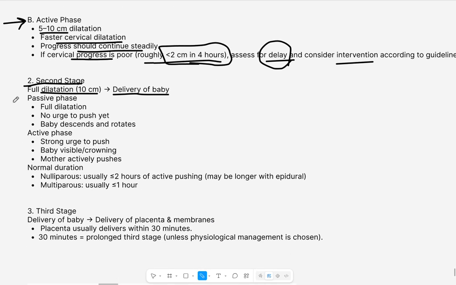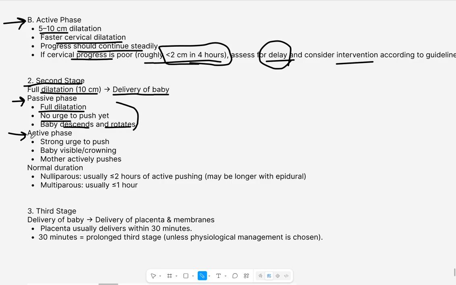This also has two phases, right? There's a passive phase and there's an active phase. Now, the passive phase is when there is full dilatation of the cervix, but there is no urge to push the baby yet. This is when the baby descends and rotates. Okay, so in the passive phase of the second stage of labor, there is full dilatation. There is no urge to push the baby yet, and the baby descends and rotates.